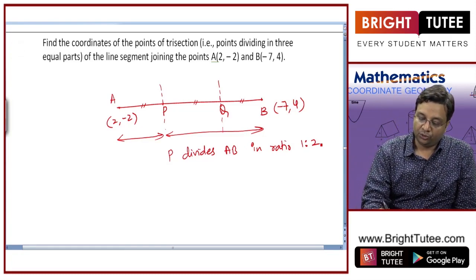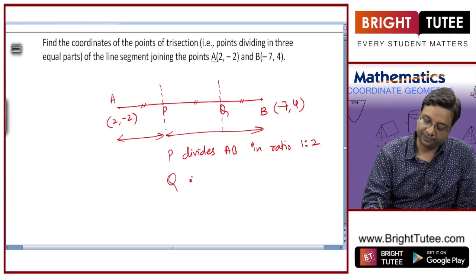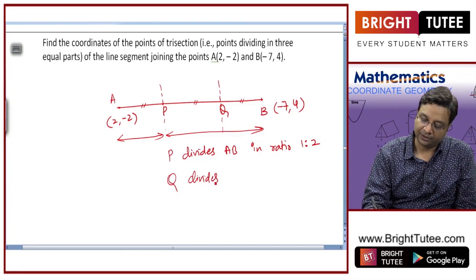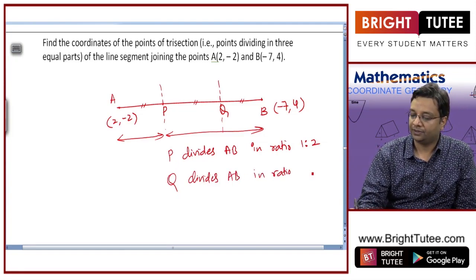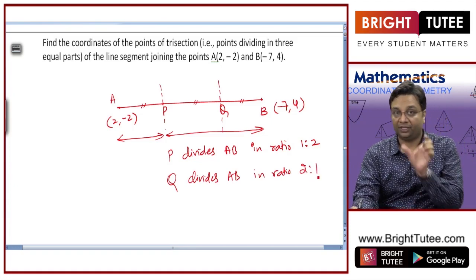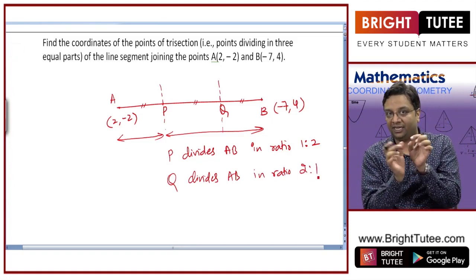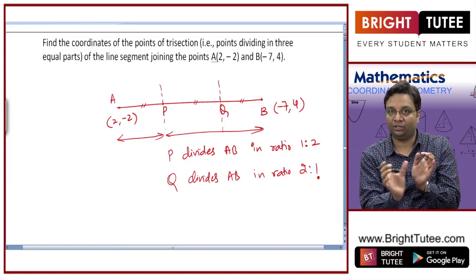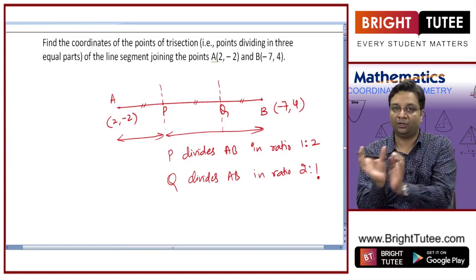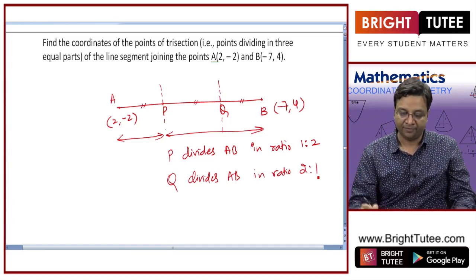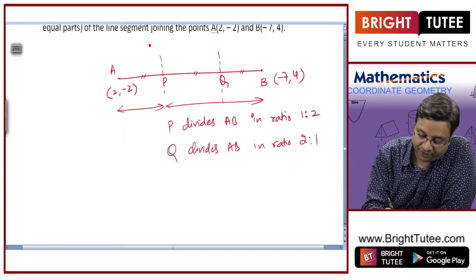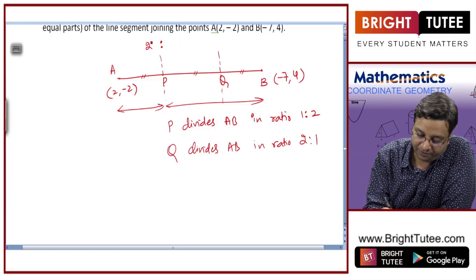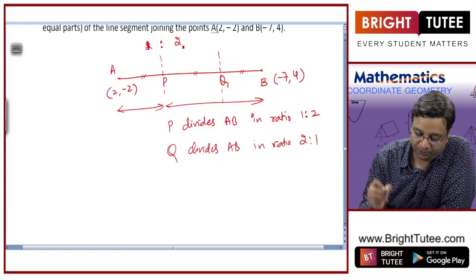And similarly Q divides AB in ratio how much? 2 is to 1, because we are talking about AB. So let's start from A. So AQ is to QB. AQ is double of QB. So 2 is to 1, right? So now we know the ratio that the point P divides line segment AB, 1 is to 2, right?